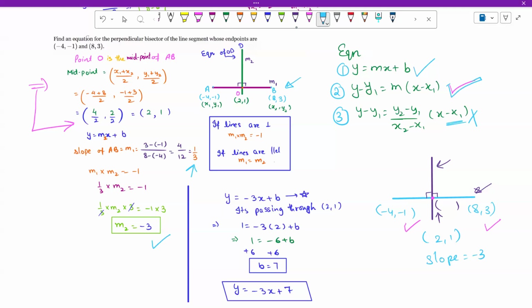Now, for the second one, if we try to find out from the second one, do you think it will be possible for us to find out the equation, sorry, not the slope? Would you like to check it once?